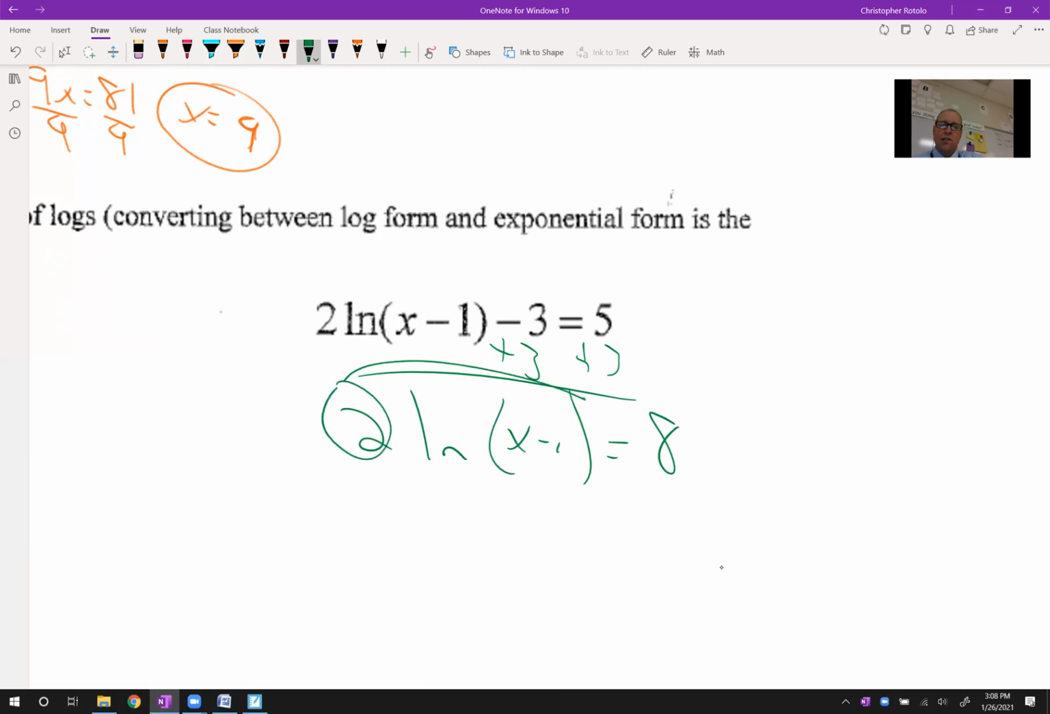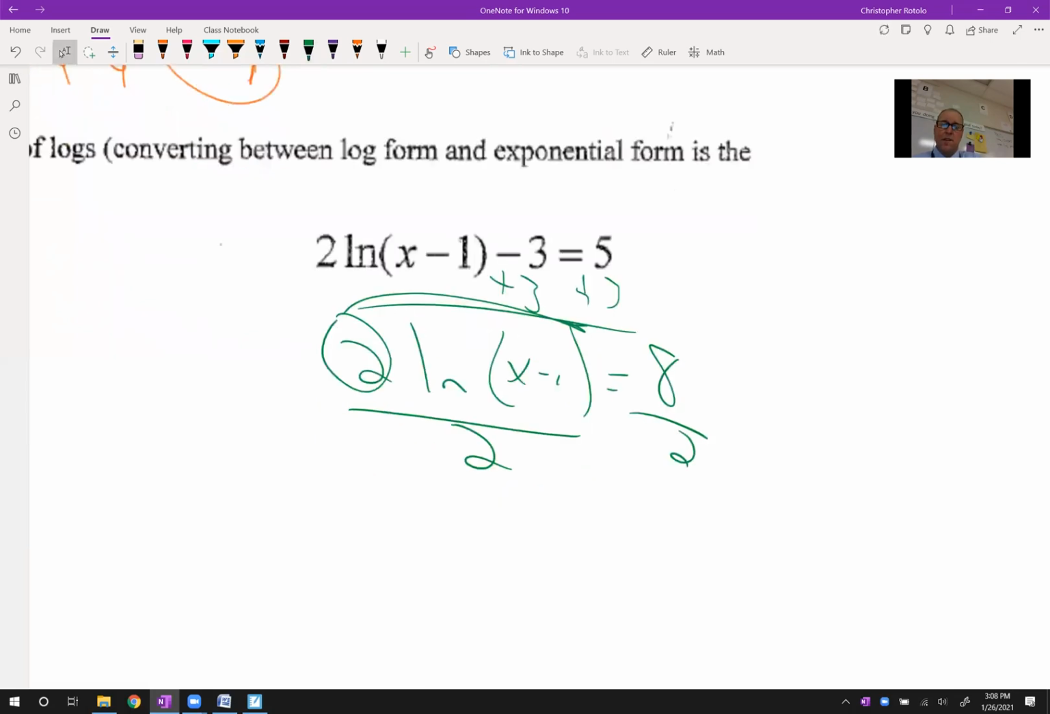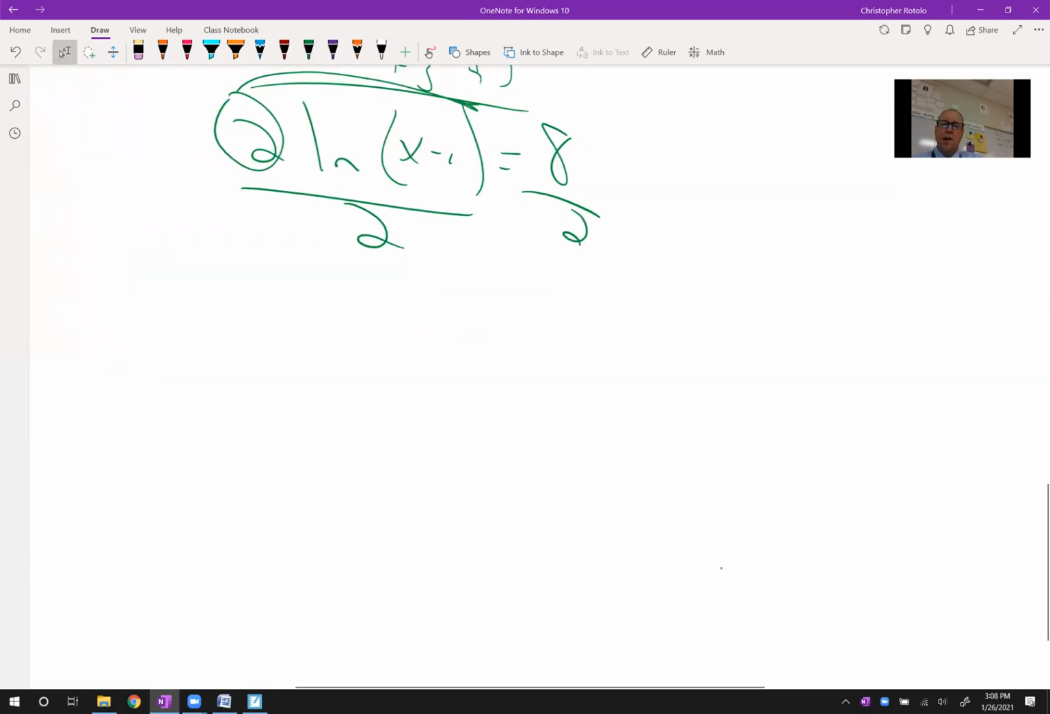Now, at this point, I could say that I'm going to make this squared, which would be awful, or I can divide it by 2, which is a much better idea. Now, keep in mind, we'll get the answer either way, but dividing this 2 out instead of making an exponent, that's a choice that you have. So let's make good choices. So natural log of x minus 1 equals 4.